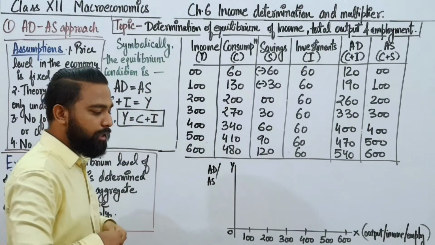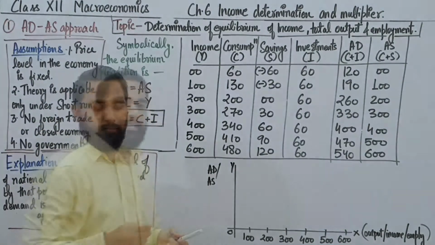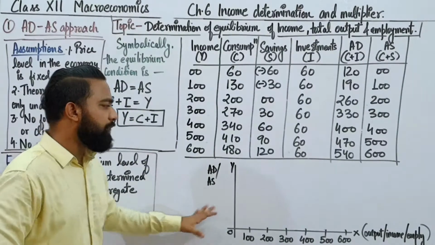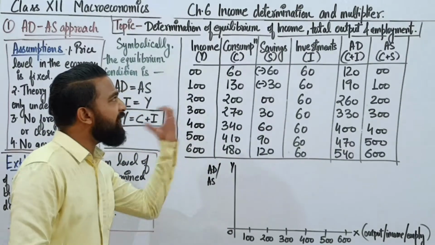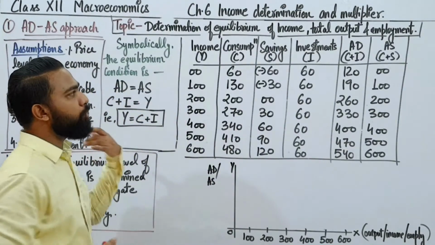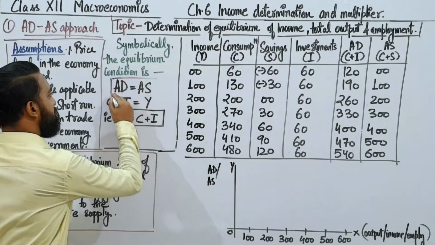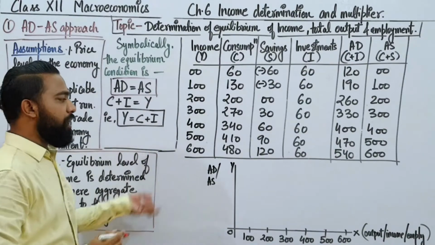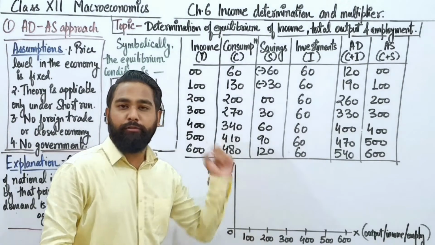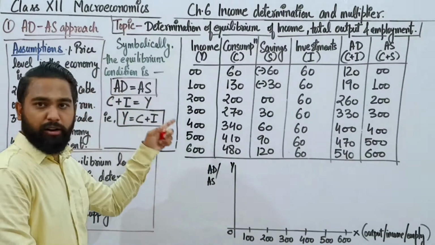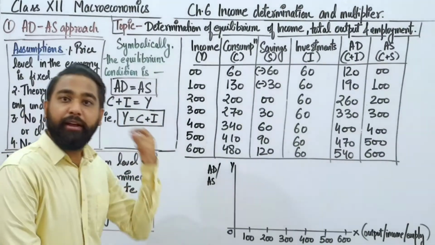Now it's time for the diagram. Let's start with the diagram. To show the equilibrium level of income, total output and employment, you need to show that aggregate demand is equal to aggregate supply. You will show here in the form of curves that the aggregate demand curve is equal to the aggregate supply curve.